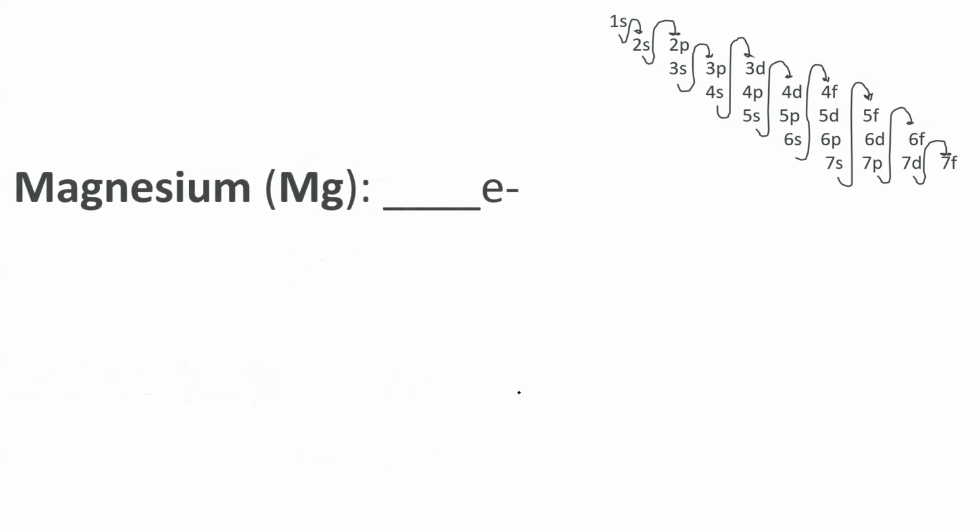Try magnesium. Atomic number is 12. Pause the video, try it yourself. Starting with 1s2, 2s2, 2p6, 3s. So I have 2, 4, 10, 12. 1s2, 2s2, 2p6, 3s2 is magnesium's electron configuration.